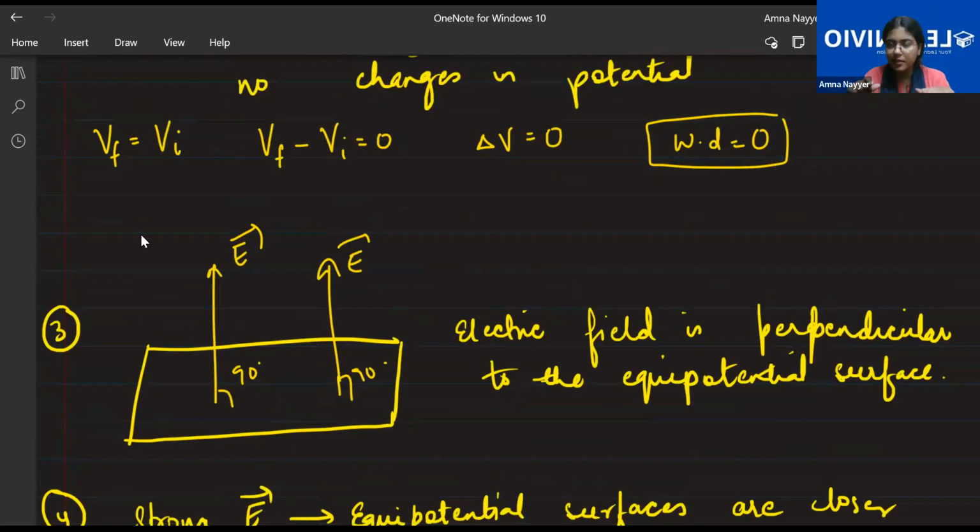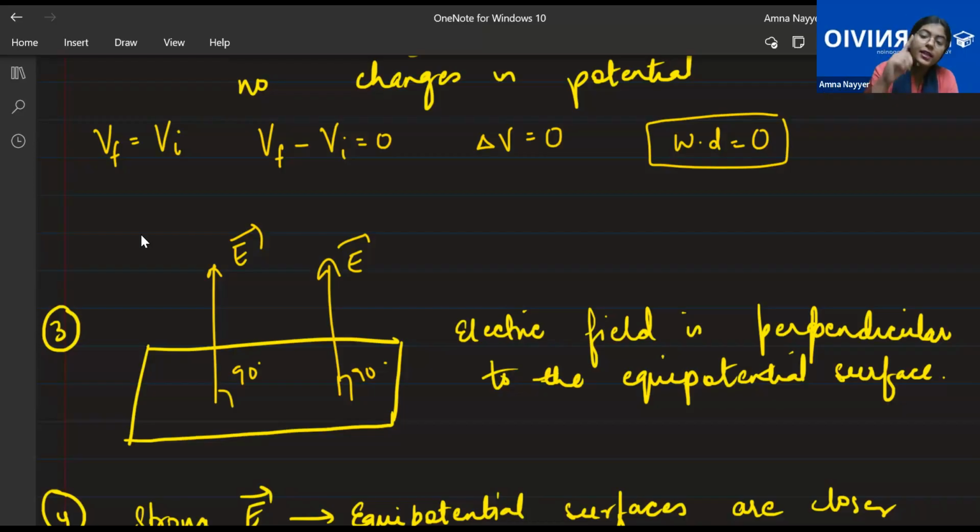See, when you have a plane surface, you have to relate electric field and equipotential surface. If you have an equipotential surface and you want to drop the electric field onto it, the electric field will always be perpendicular to the equipotential surface. This is your surface, electric field will always be perpendicular to it. So this is how you will represent electric field: perpendicular to the plane surface. Wherever it is kept, if the equipotential surface is like this, electric field will be dropped like this, perpendicular.